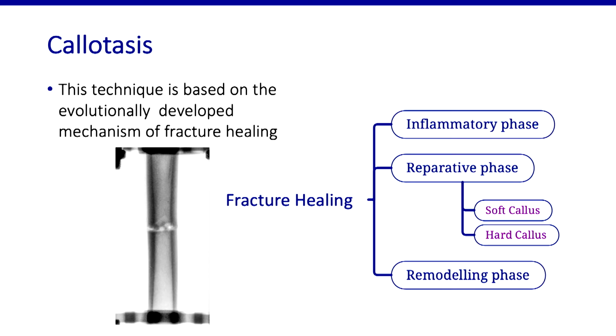Now, we can actually take the reparative phase and divide it into two smaller stages. Stage of the soft callus. This is where the connective tissue forms between the two fragments, and then they remodel into the hard callus. So the idea of distraction osteogenesis, if you take the soft callus and start gradually stretching it, so applying tension to the biologically developed process of fracture healing, creates distraction osteogenesis.